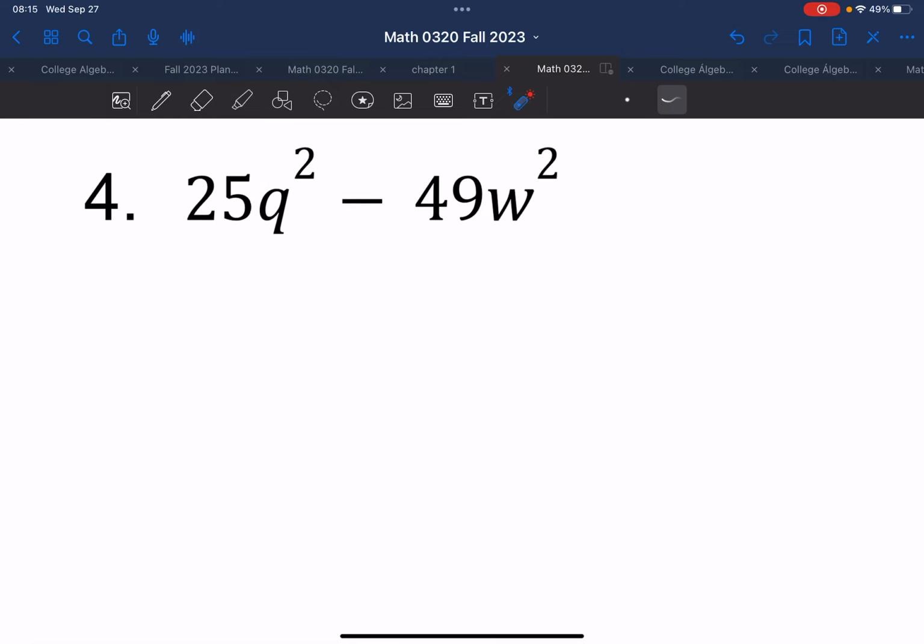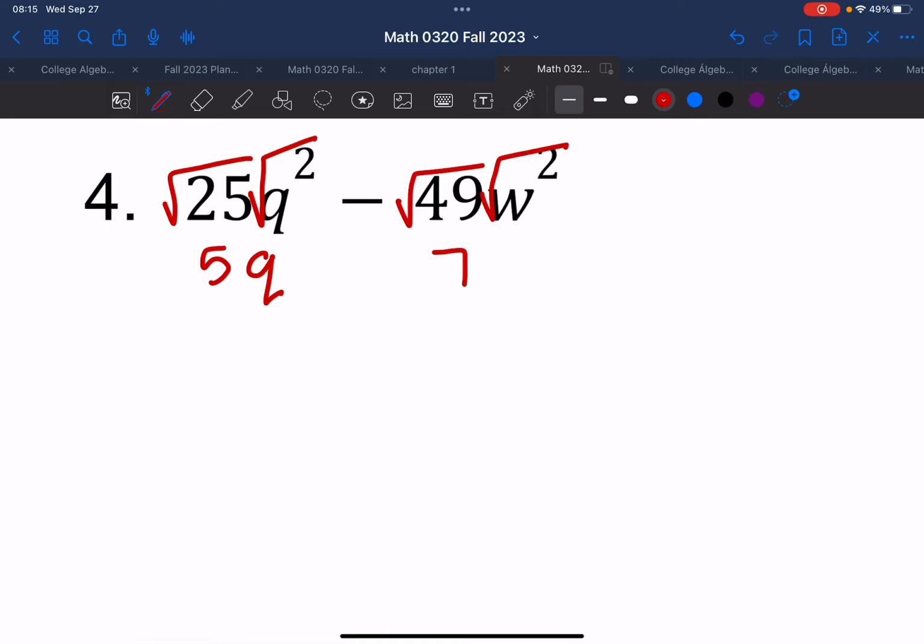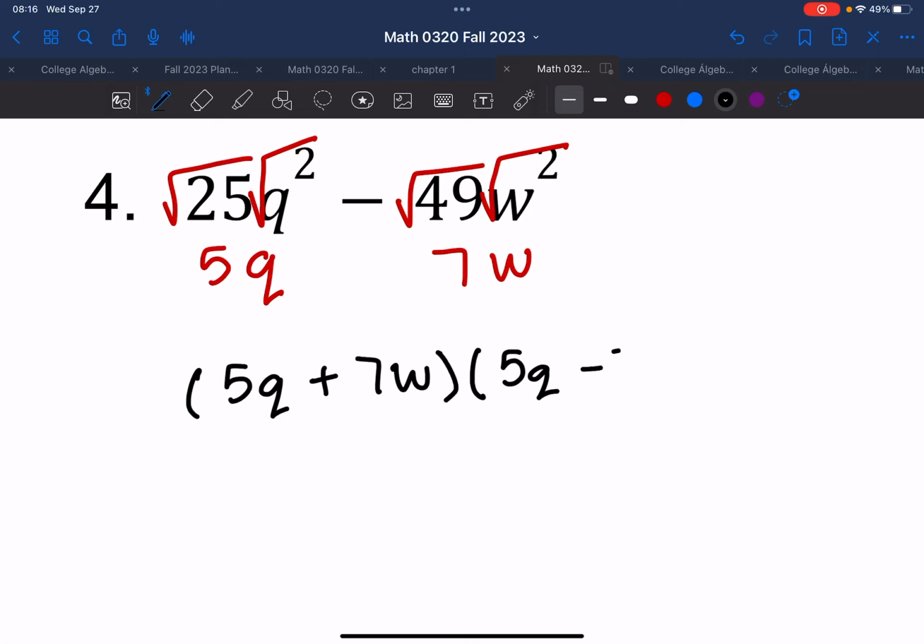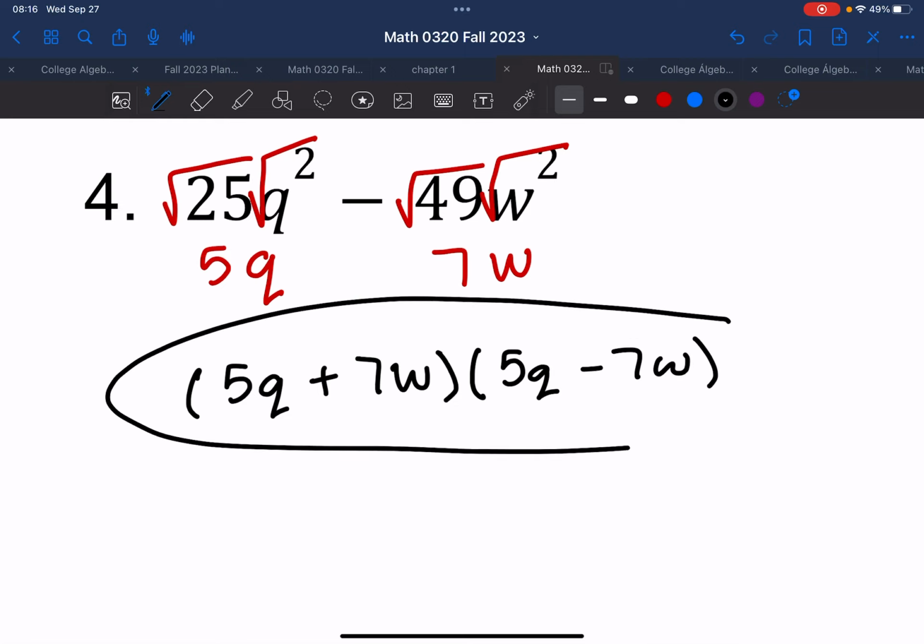Okay, so before we start, is this a problem that has perfect squares in it? Yes. So what's the square root of 25? 5. Square root of q squared? q. Square root of 49? 7. And square root of w squared? w. So that means my first factor is going to look like what? 5q plus 7w. Good, 5q plus 7w. And then what's going to be different about that other factor? Minus 7w. Good, minus. One's plus, one's minus.